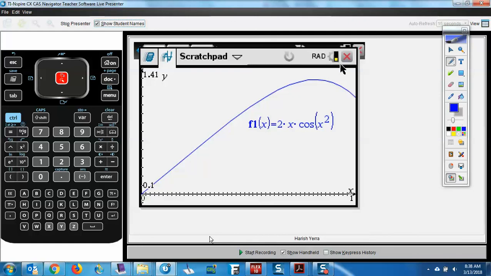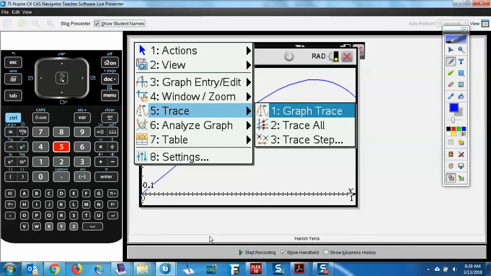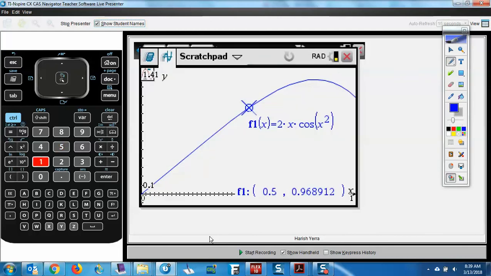Now, the problem is the K1s aren't going to be that nice and rounded. So let's arrow up to there. Nice thing about your calculator is you do have a max feature. If we go to menu, trace, graph trace, right arrow. And remember, when you get up there close, it'll tell you where the max is, which is nice.